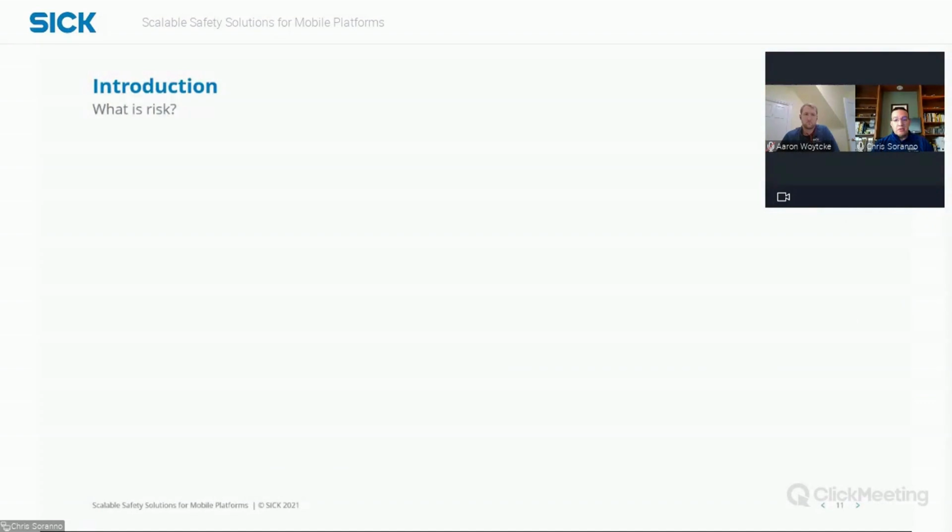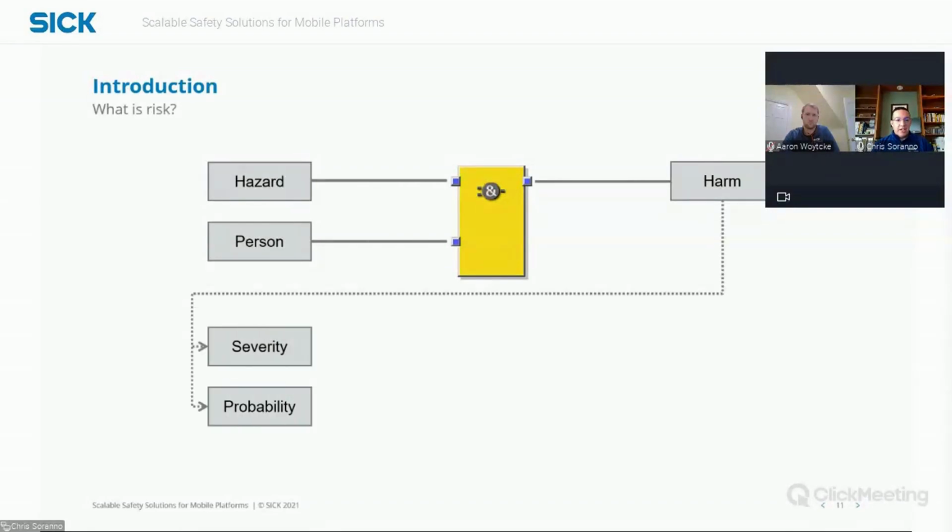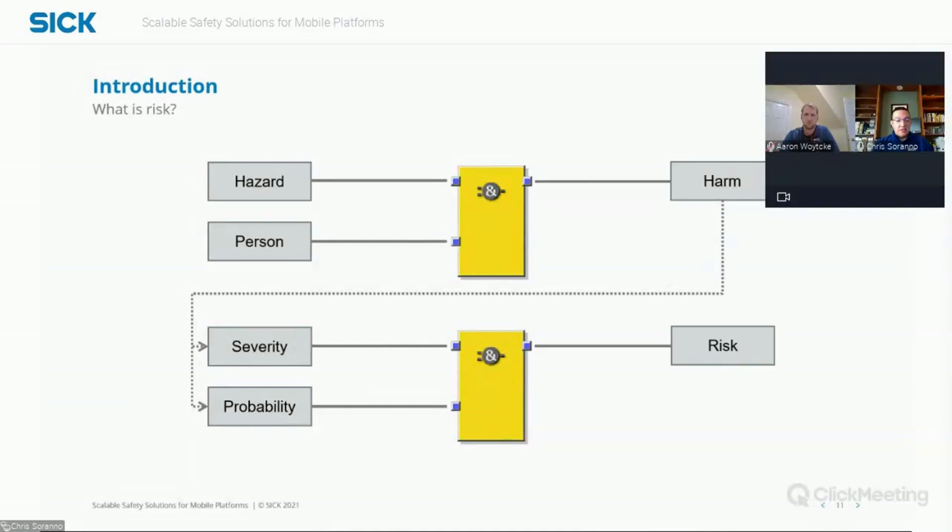So let's start, for any novices out there, with what exactly is risk? Risk is when you have a hazard and you have a person and they're in the same place at the same time. This leads to a potential for harm. That harm can be evaluated based on the level of severity and the level of probability. And when we estimate those together, we can define risk. We can estimate risk that can then be evaluated.